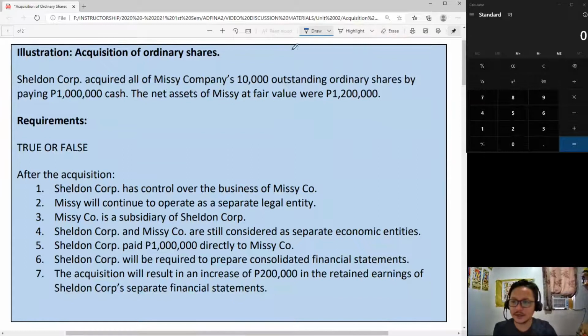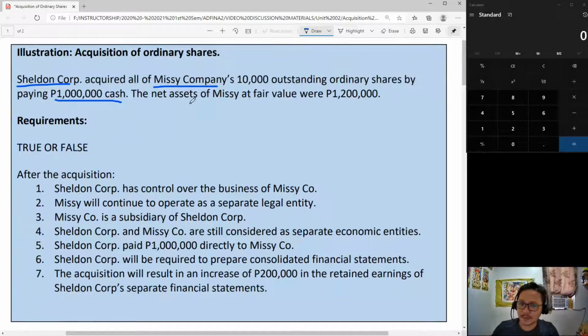The problem goes like this. Sheldon Corporation acquired all of Missy Company's 10,000 ordinary shares. So here are the two parties of the company. Sheldon acquires all 10,000 ordinary shares of Missy by paying 1 million cash. So this 1 million cash is our acquisition cost if we are going to account under Sheldon's point of view, the acquirer, in which all business combinations are accounted for by the acquirer.